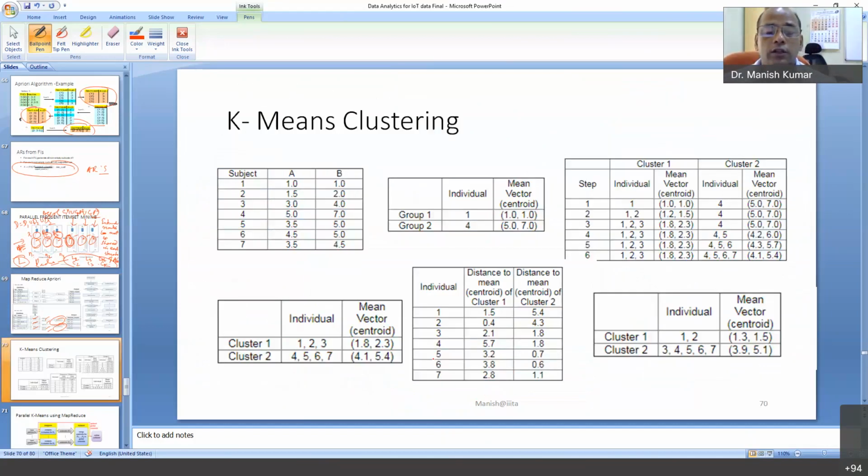The next is k-means clustering, which I think is well known to you.